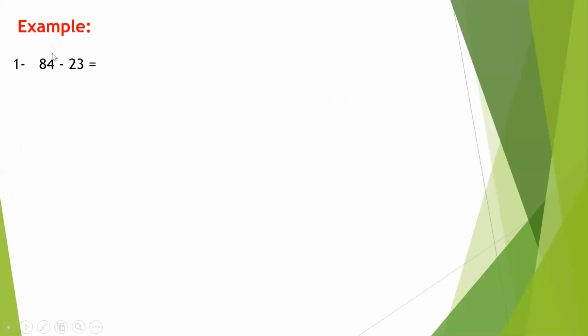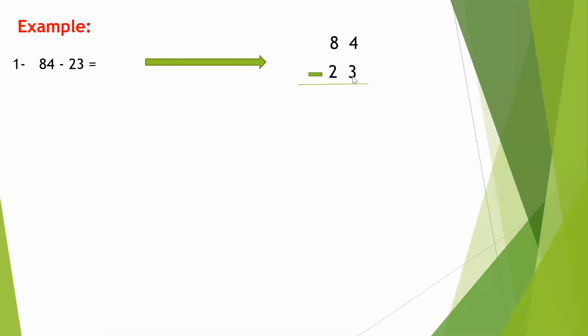Now, example number 1, I want to find the subtraction between 84 and 23. Now, first I have to order the numbers, starting with the largest number or bigger number. That means 84. So I will put 84 like this and order 23, ones under the ones and tens under the tens. Then I will start subtracting, okay? I will start from the lowest digit. That means I will start from the ones digit.